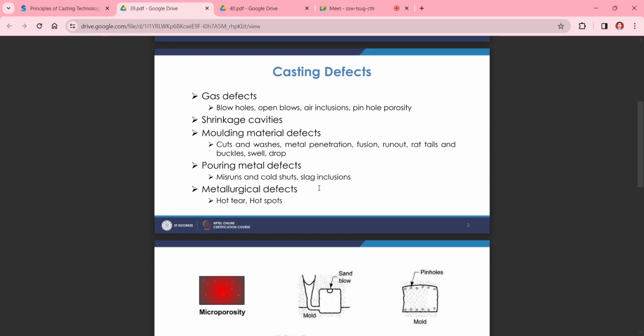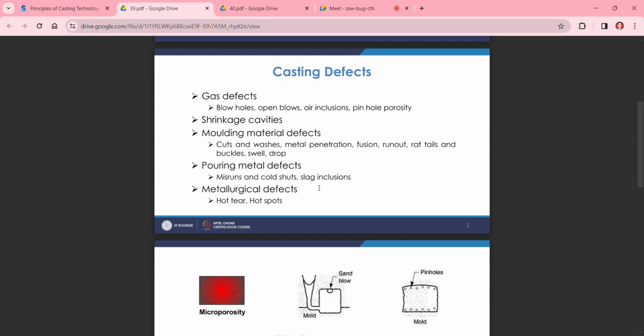Then the run out defect is generally created due to the low fluidity of molten metal. Okay, you have some intricate design, and the fluidity of the molten metal is not proper to get inside that cavity, so that will create the run out defect. Then coming to rat tail, that is also created due to improper ramming of your sand during the molding process, and buckle, swell and drop will also be created due to improper ramming of the sand mold.